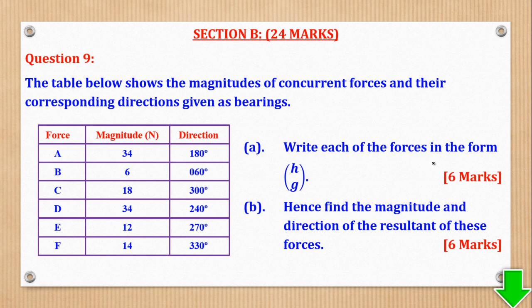So write each of the forces in the form of horizontal and vertical components. In this case, because the angle is measured from the vertical, the vertical will have cos and the horizontal will have sine. So for example, for this one, your work is to just say 34 sine 180 degrees as the horizontal, and then 34 cos 180 degrees as the vertical. As simple as that. So let's do that for all the forces.